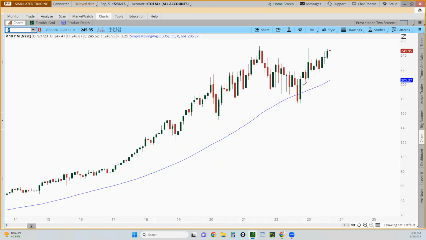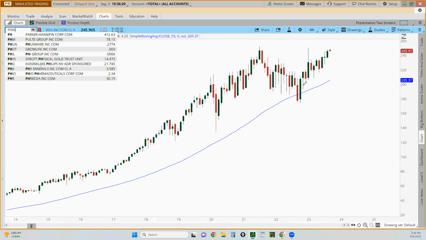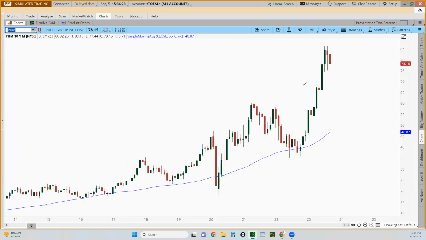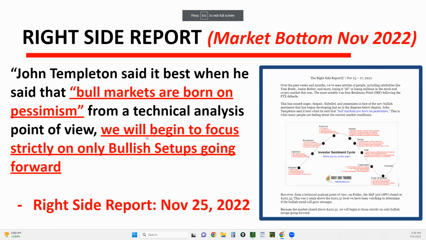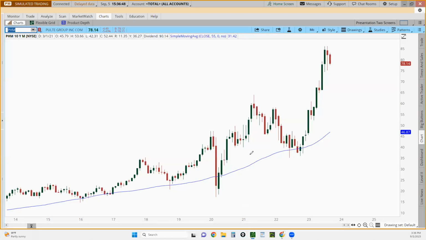Even the financials, look at what's happening here with Visa, all right? This company right here, Pulte Homes. Okay, can you imagine? These are the type of stocks that we were focusing on. And that's why, if you looked at, let me see if I can go back over here to where I was showing this right here, when I said we will begin to focus strictly, this was in November of 2022, we will begin to focus strictly on bullish setups going forward. What were these bullish setups? Every single thing I'm showing you right here. All this was happening towards the end.